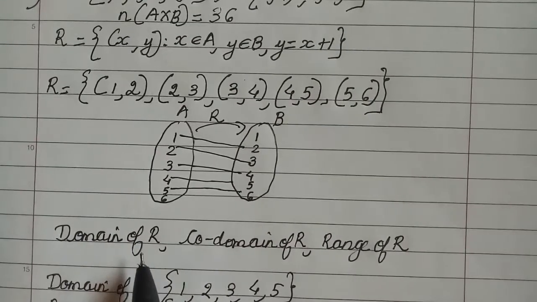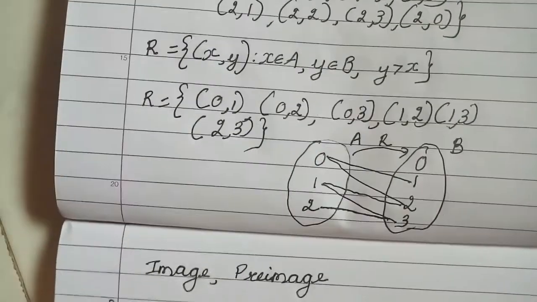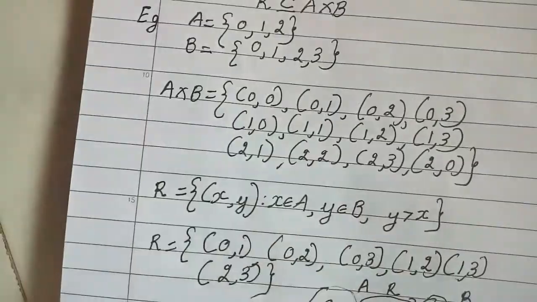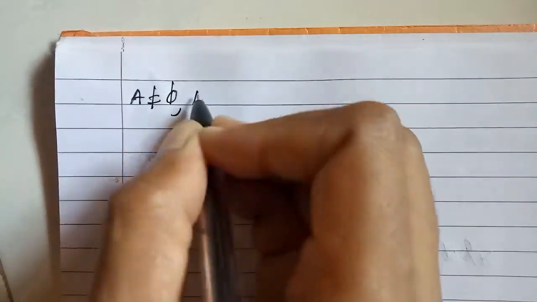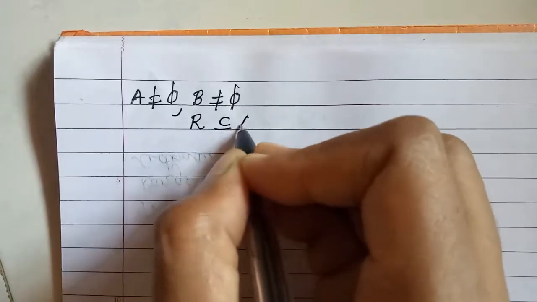So the domain of R is the set of first elements in the ordered pairs of the relation, the set of second elements in the ordered pairs is your range of R, and your codomain is your entire set B. Now moving on. We have seen that if A is not equal to the empty set and B is not equal to the empty set, then your relation R is a subset of A cross B. This is the very basic definition.